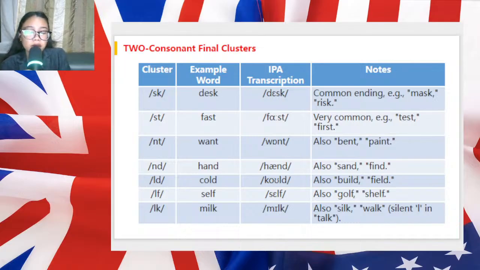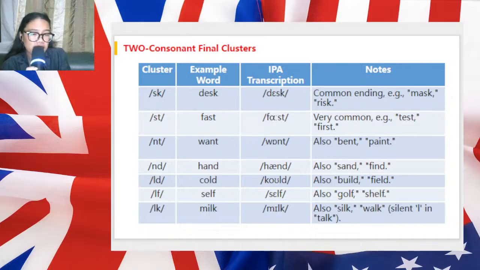Now, paying attention to these is, of course, very important for clear articulation and for distinguishing words from each other. All right, first, we have the SK cluster, as in the word desk. So this is a very common ending in English.